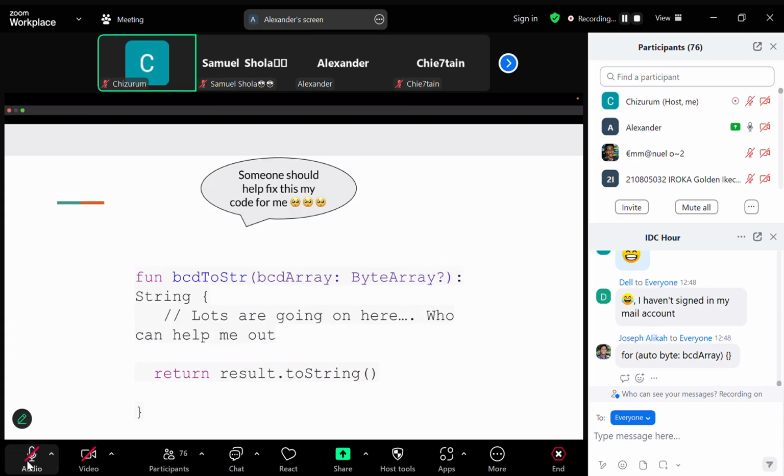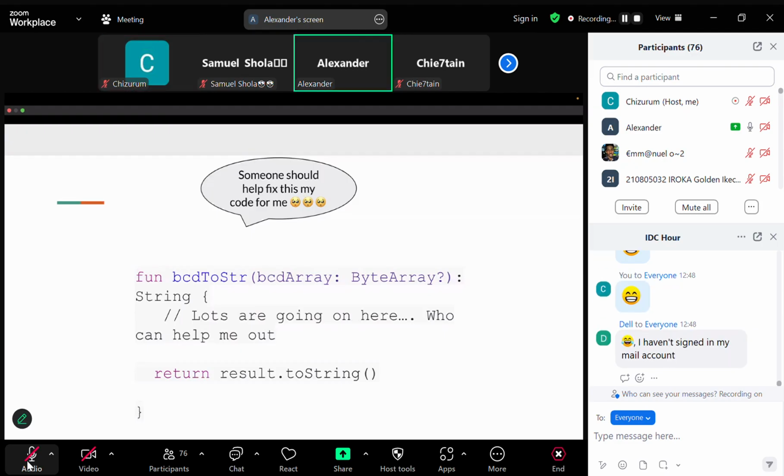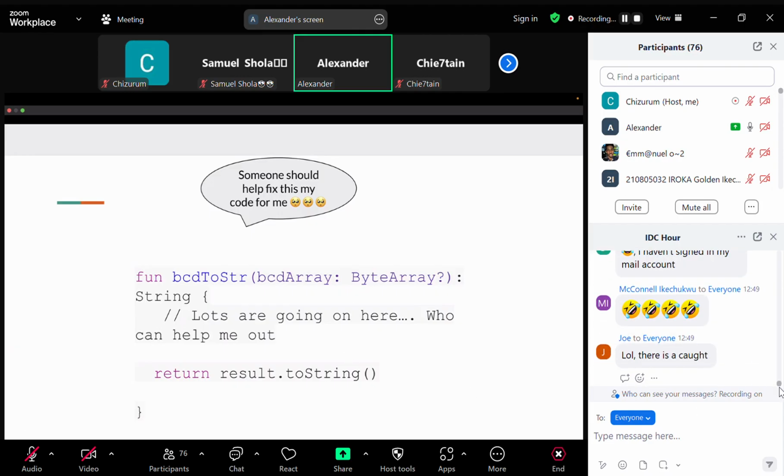Somebody is dropping for auto byte, but this is the array. Somebody is dropping. ChatGPT will solve the problem for you people. I know a lot of people have opened that tab now, and they are downloading code from ChatGPT. Well done. You will explain your code. You think you're wise. You will explain your code.